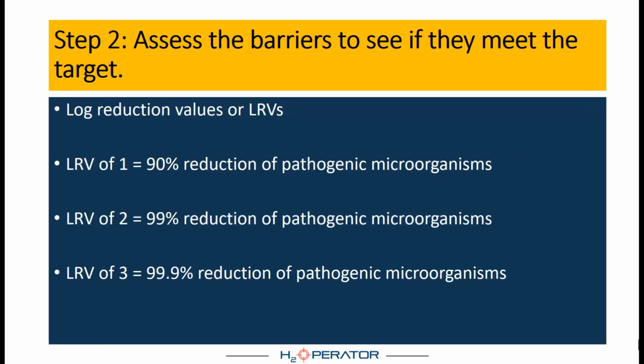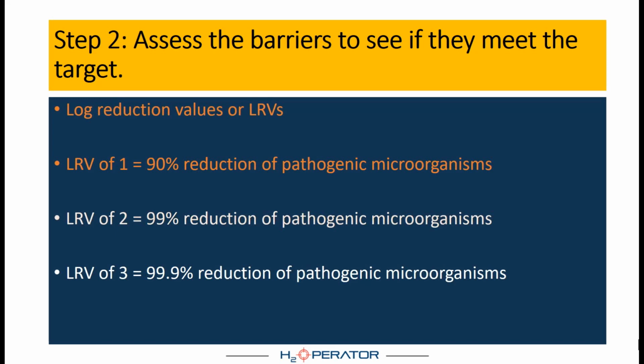Now let's look at the next step. I want to introduce the log reduction values here before we go any further. The log reduction value is pretty simple. An LRV, or log reduction value, of 1 is equivalent to a 90% reduction of pathogenic microorganisms in your water. So you start off with 100% and then you remove 90%, then you're achieving a log reduction value of 1.